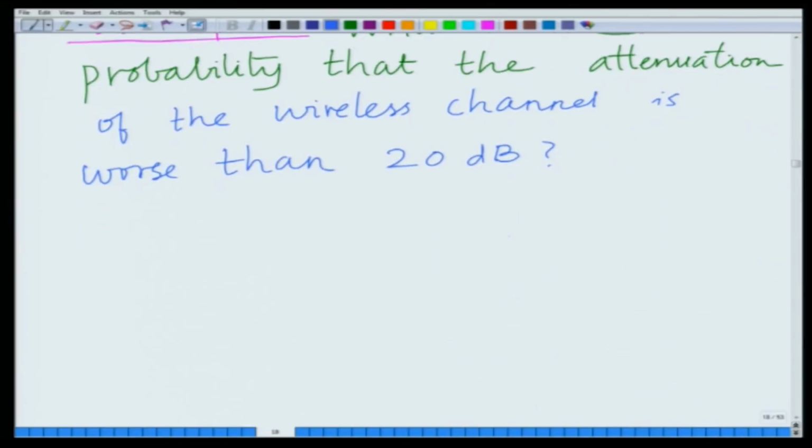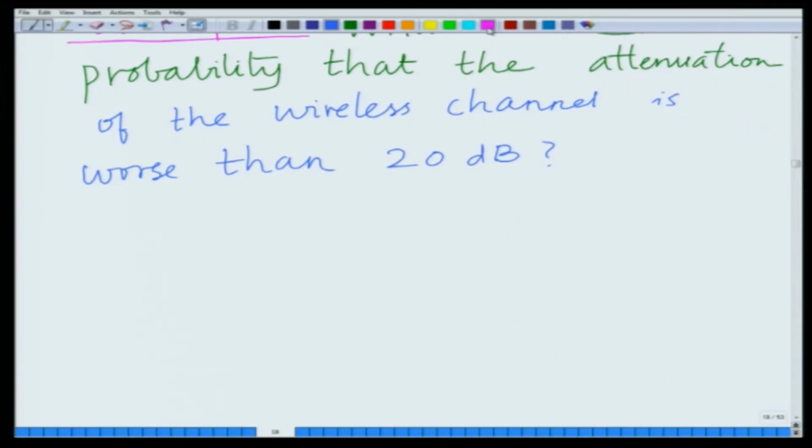That is, if I transmit a signal x of t with a certain power p, the received signal power is 20 dB attenuated with respect to the transmitted signal power. What is the probability that the attenuation of the wireless signal is worse than 20 dB? And we can answer this as follows.